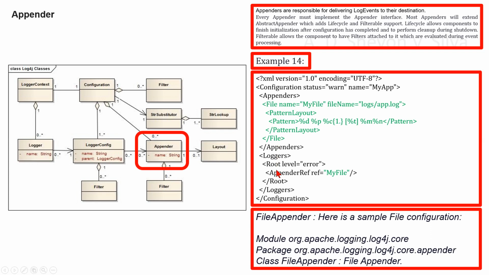Parameter names: name, String, the name of the appender. fileName, String, the name of the file to write to. If the file or any of its directories do not exist, they will be created. Here is an example of a file configuration.